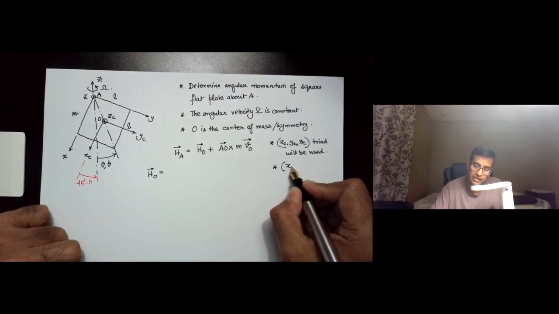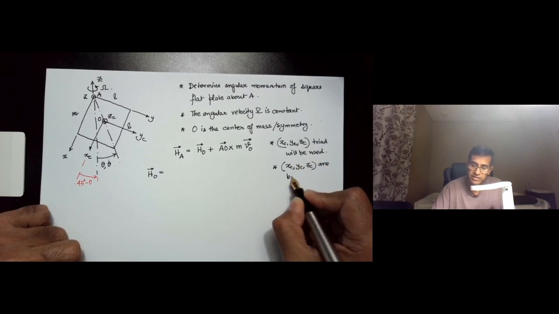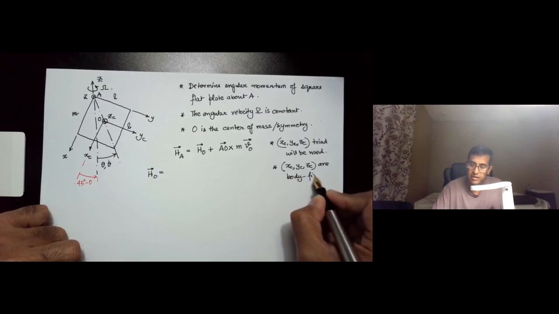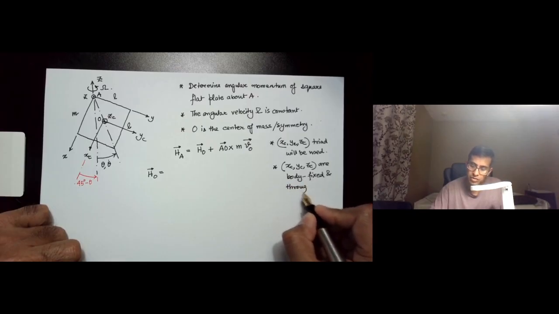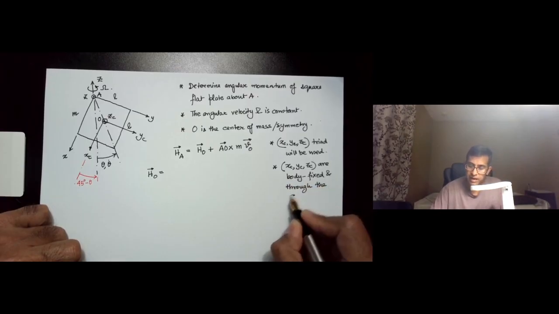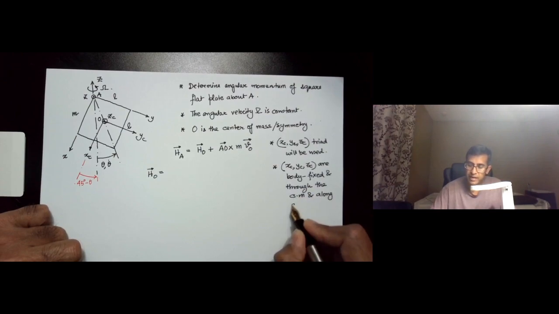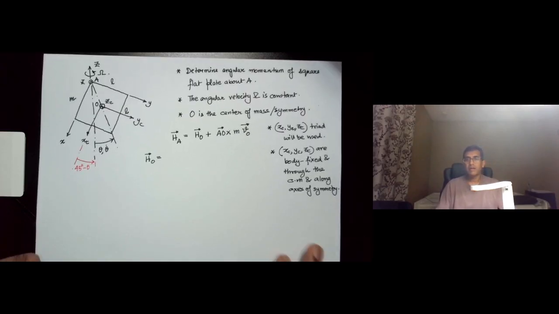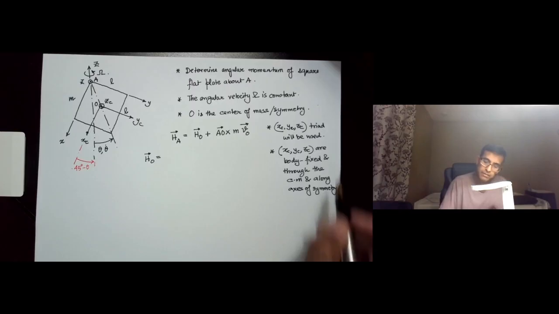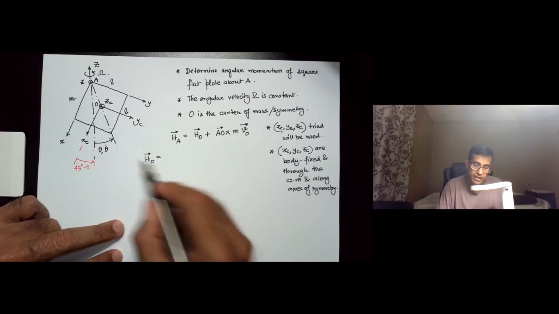We note that XC, YC, ZC are body fixed and through the CM, the center of mass, and along the axis of symmetry. So this actually simplifies some of the calculations that are involved in H of O.